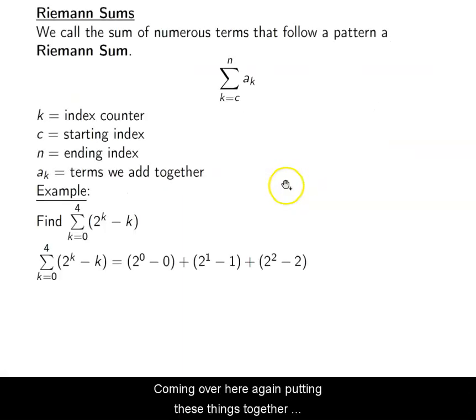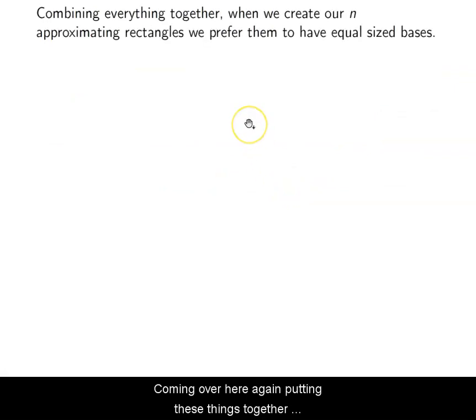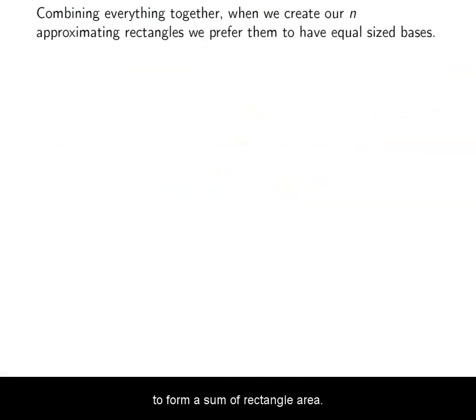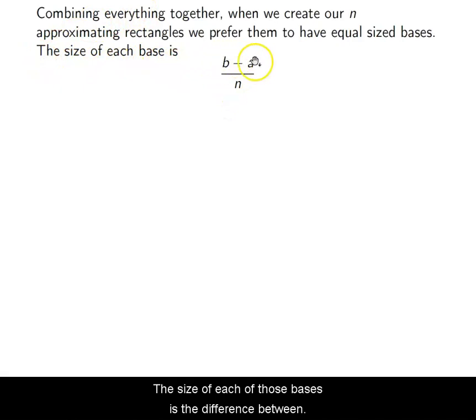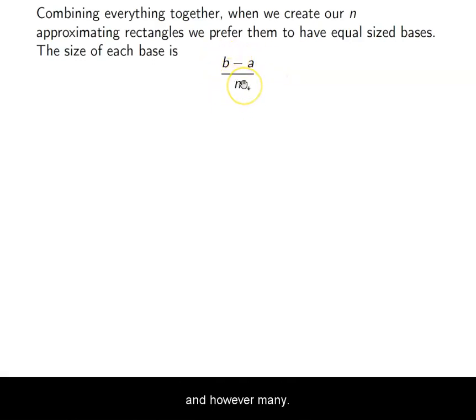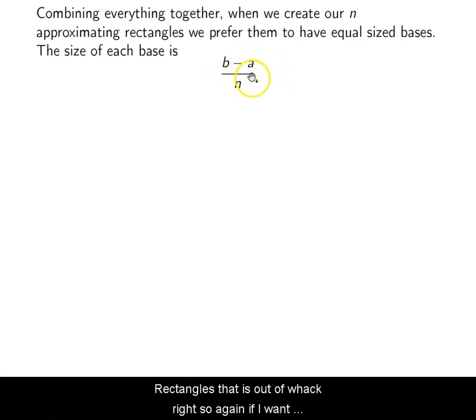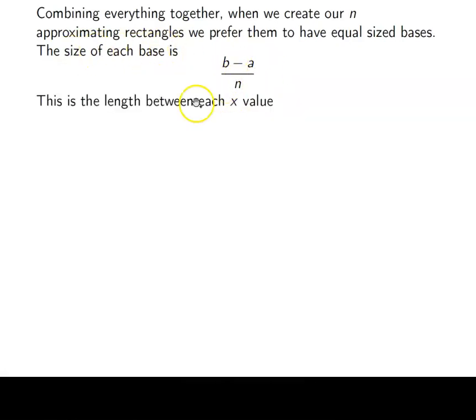So coming over here, again, putting these things together, we're going to form a sum of rectangle areas, okay? The size of each of those bases is the difference between the length of the interval that I'm interested in, b minus a, divided by n, however many rectangles it is that I want, right? So again, if I want one rectangle, it's just b minus a. If I want 2 rectangles, it's the distance between a and b divided in half. If I want 12 rectangles, it's the distance between a and b divided by 12, right? Divided into 12 equal parts. So that's the size of the base, okay?